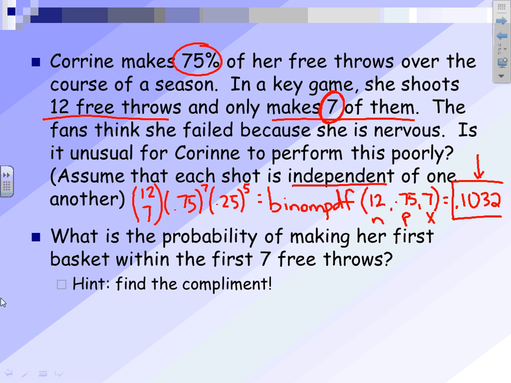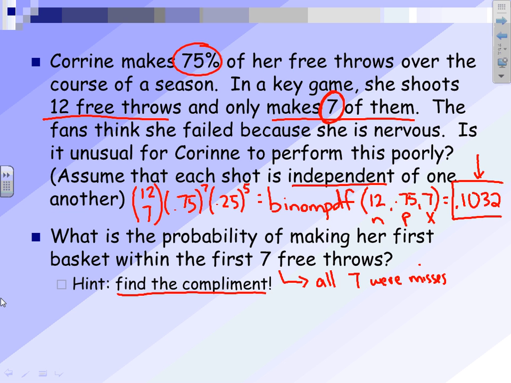Let's look at the second question here and see if it is also something we can model using a binomial distribution. The second question says, what's the probability of making her first basket within the first 7 free throws? Well, that means that she could have made the first free throw, and then that would have satisfied it, or she may have missed the first and then made the second, missed the first 2 and made the third, etc. You can imagine that's going to take us a while to figure out. But if we look at our hint here, it says find the complement. Well, what does that mean? What's the opposite or the complement of making her first free throw within the first 7 free throws? Well, the complement would be all 7 were misses.